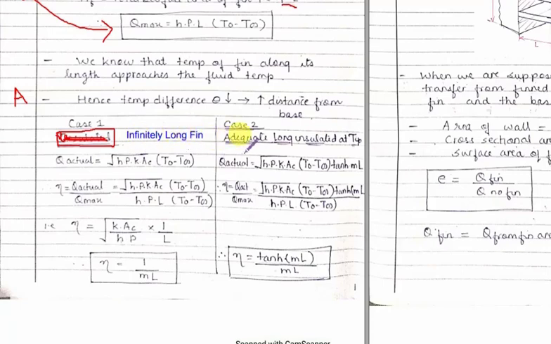Now the second case, if the fin given in the numerical is insulated at the tip, again we will apply the formula. What is the heat transfer rate? Actual heat transfer rate is square root of (h P k A_c) (T0 minus T infinity) tanh mL. So substitute the value and you will get the formula for efficiency as efficiency is equal to tanh mL divided by mL. So these two formulas you are supposed to keep in mind when the numericals are given.